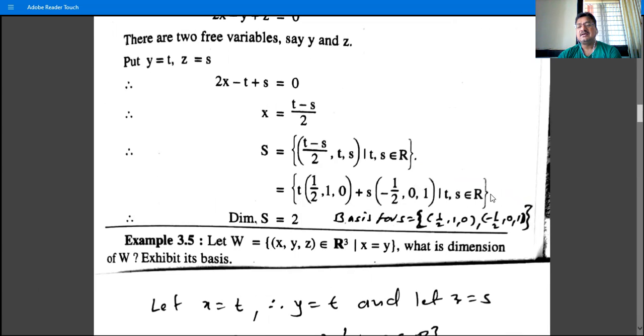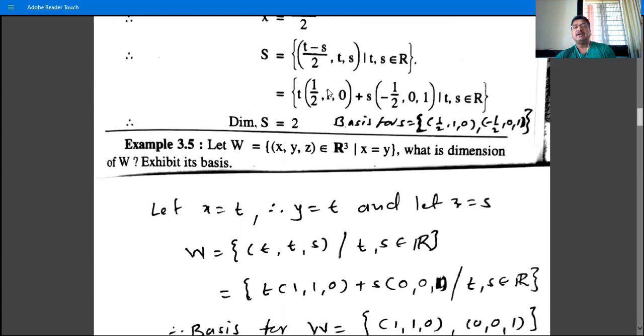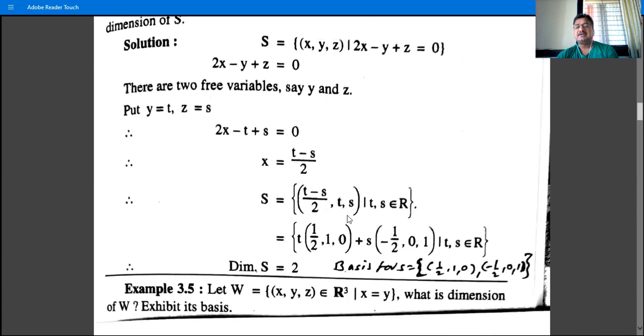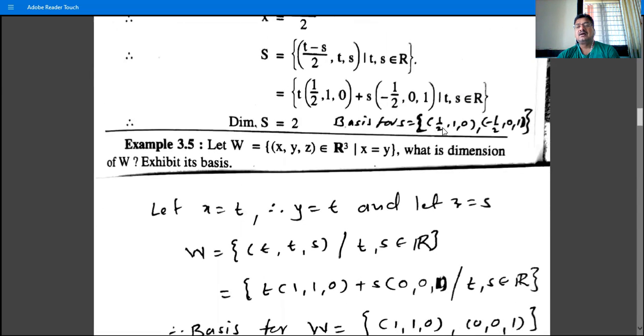such that t and s belong to R. And so the basis for this set S is what? The two elements, in curly bracket, in round brackets, (1/2, 1, 0) and this other vector. These two form the basis for the set S, because S is the linear combination of these two vectors, and therefore the dimension of S is 2.